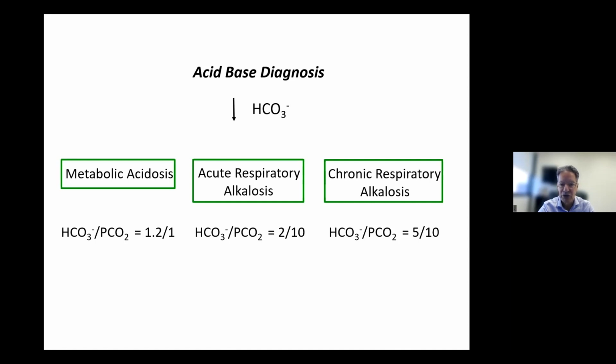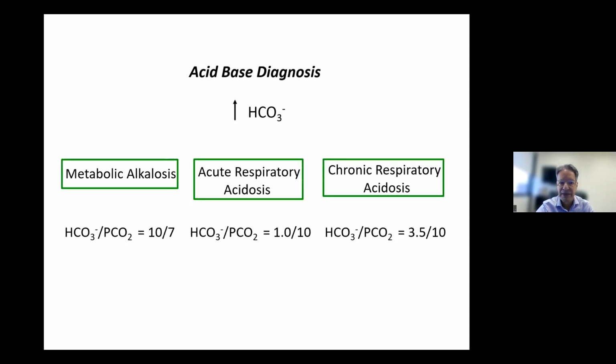In acute respiratory alkalosis, for a given fall in the PCO2, the bicarbonate falls about a fifth of that, or if you want to remember, 10-to-2. And in chronic respiratory alkalosis, for every fall in the PCO2, the bicarbonate falls half of that. Or if you want to remember, for a fall of 10 in the PCO2, the bicarbonate falls by 5. And then if the bicarbonate is increased or the total CO2 is increased, again, it's one of three choices. It's either a metabolic alkalosis, acute respiratory acidosis, or chronic respiratory acidosis.